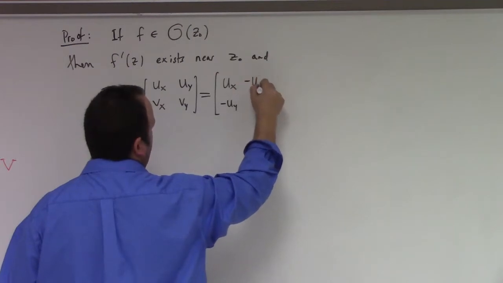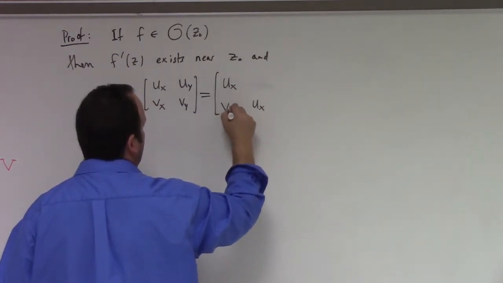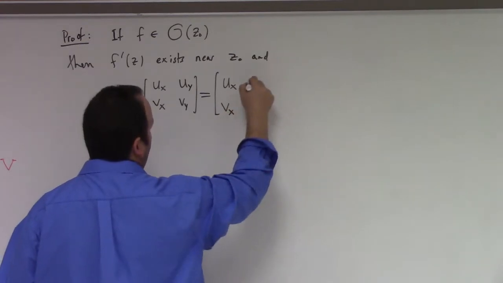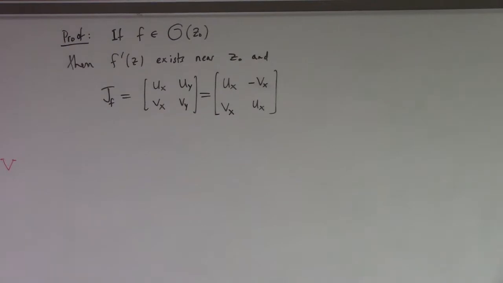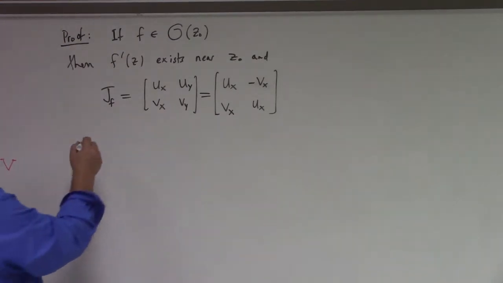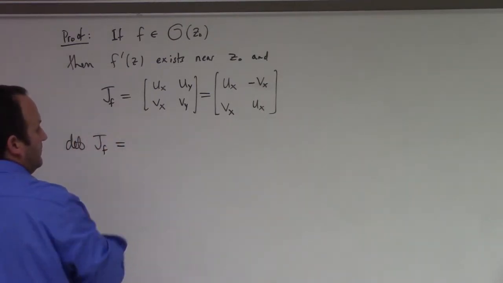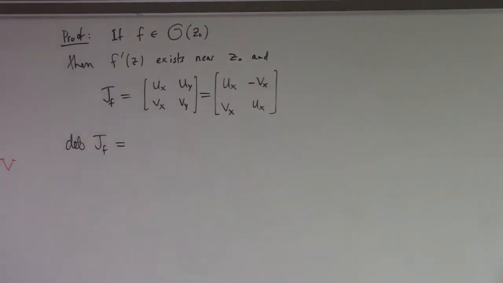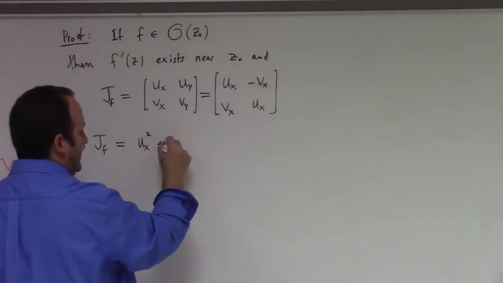I'll put the minus up there. What do you want from here? Let's put v_x. We'll keep the v_x down here. Put a minus v_x up there, yeah? Sorry. Now what's the determinant? What's the determinant of the Jacobian for this complex differentiable function? Check it out. It's u_x quantity squared plus v_x quantity squared.